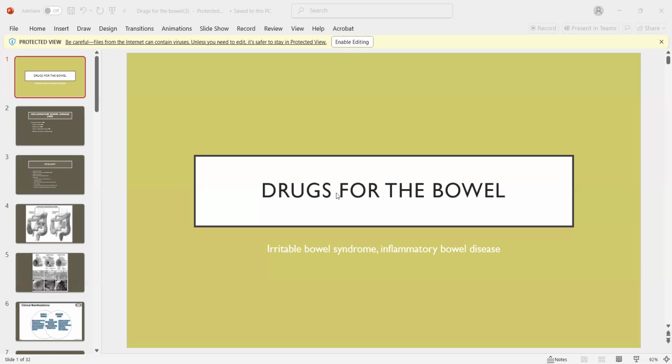Nicotine. Now, this is weird. So smoking increases your risk for Crohn's disease, but it seems to be protective when it comes to ulcerative colitis. So that has led some enterprising clinicians to propose nicotine patches for ulcerative colitis.